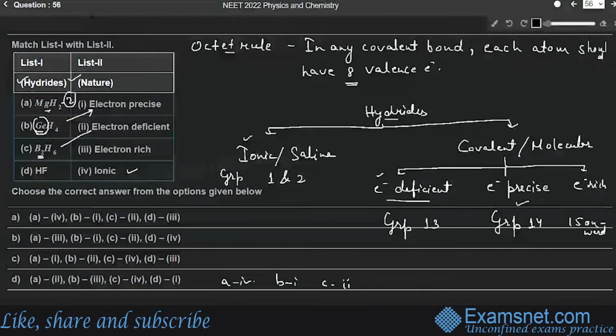And the last one is hydrogen fluoride. So this is fluorine, which belongs to group 16. So we have seen that 15 onward it will be electron rich, so it will belong to the electron rich hydride. So the correct option for D will be number 3. So out of the given options, which should be correct? A4, that means the first one here. Okay, option A is the correct answer.